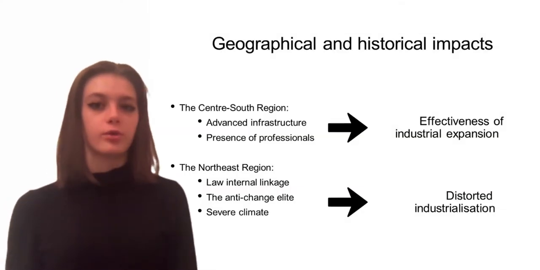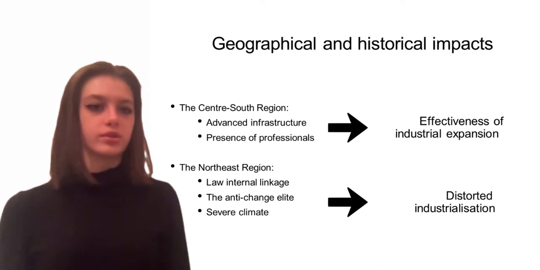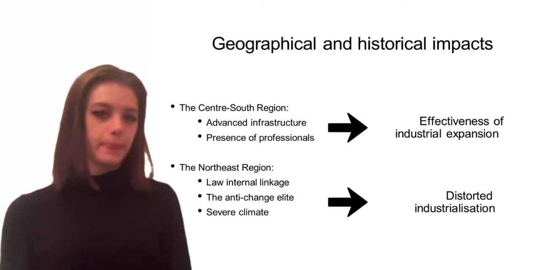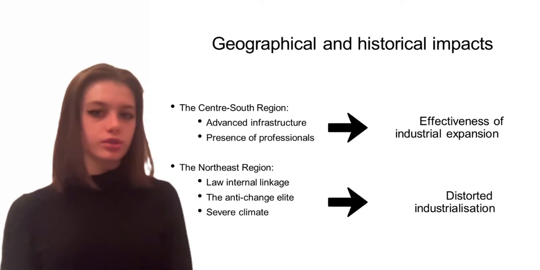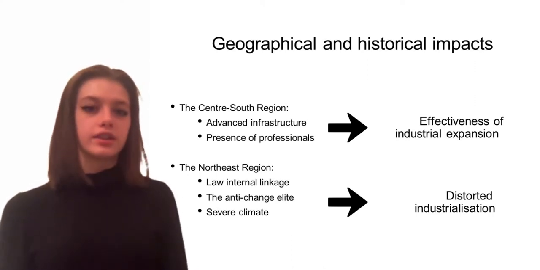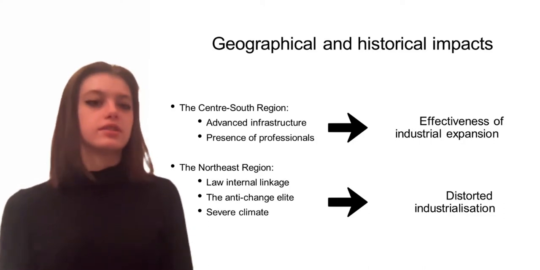As for impacts of industrialization in Brazil, the Center-South region has historically more developed infrastructure and a great number of skilled workers, therefore the industrial expansion was really effective there. At the same time, the Northeast region has historically really low internal linkage, the anti-age elite, and the severe climate that led to distorted industrialization.